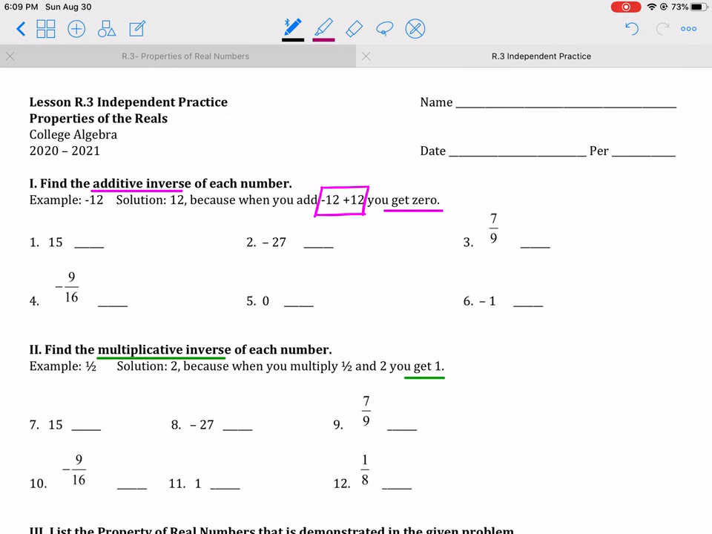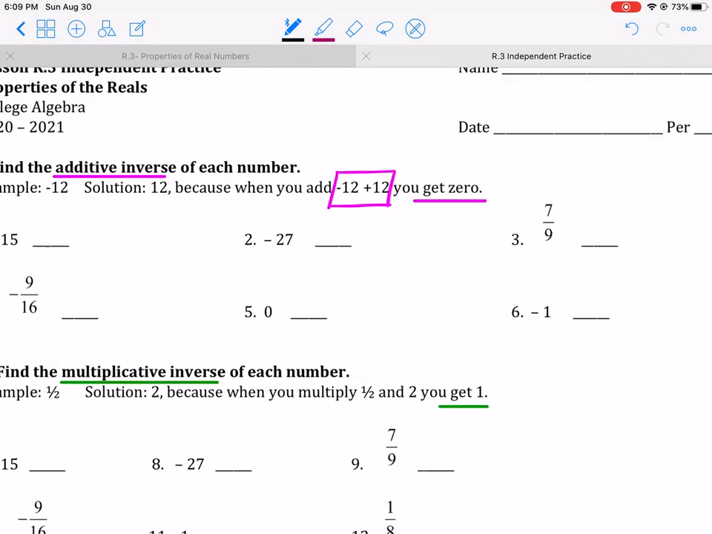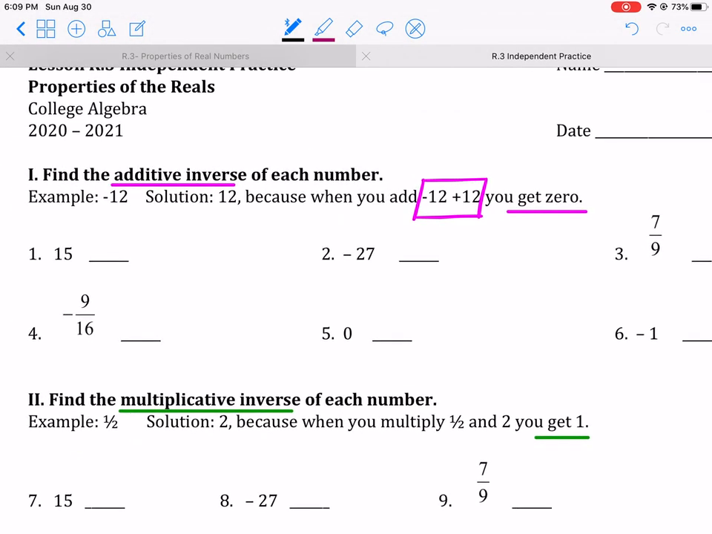Okay, so the first section wants you to find the additive inverse of each number. So additive inverse, okay, remember inverse, we just talked about this. We're trying to reverse, we're trying to get 0 as our result. So here's an example. If I give you negative 12, the additive inverse of that is 12 because negative 12 plus 12 gives you 0. So for instance, 15 on number 1, the opposite of that would be negative 15. 15 plus negative 15 would give you 0.